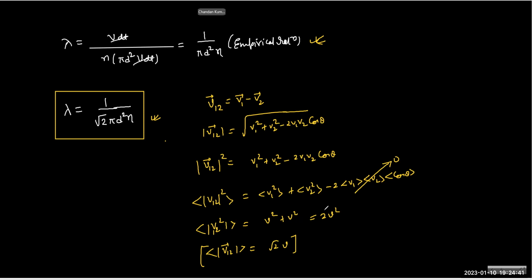So the mean free path is the distance traveled upon the number of collisions, and therefore the concentration will come into the picture for sure. So the mean free path we got is 1 by √2 times pi d square n.